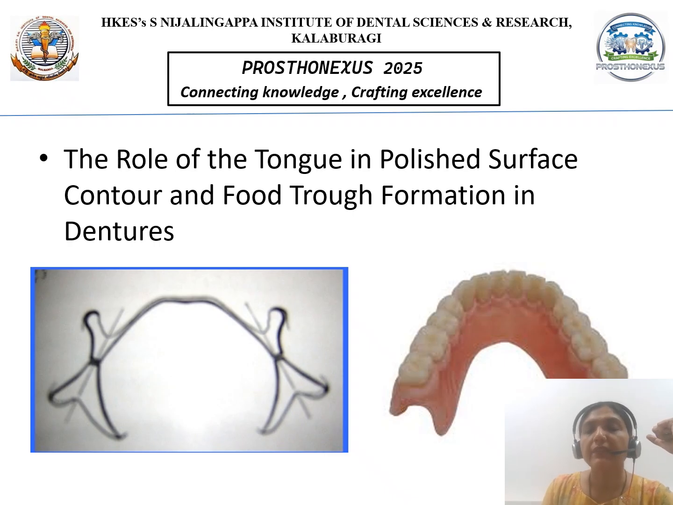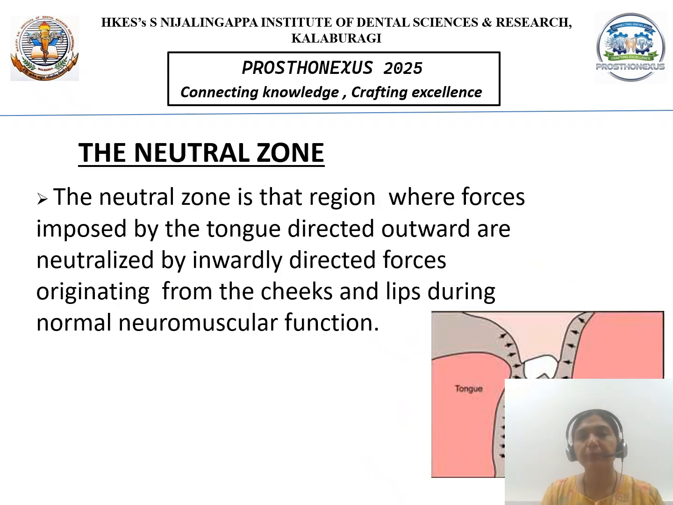Not only that, even the muscles which are attached here, if you don't follow this architecture, then we'll land up in trouble. So it is very important that the polished surface and the contour and the formation on the denture are important.